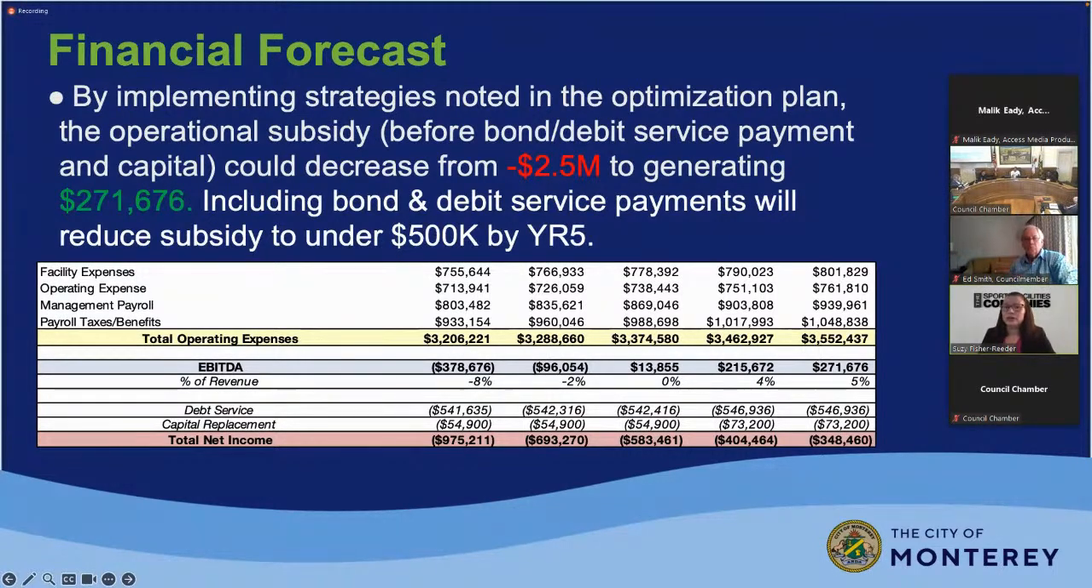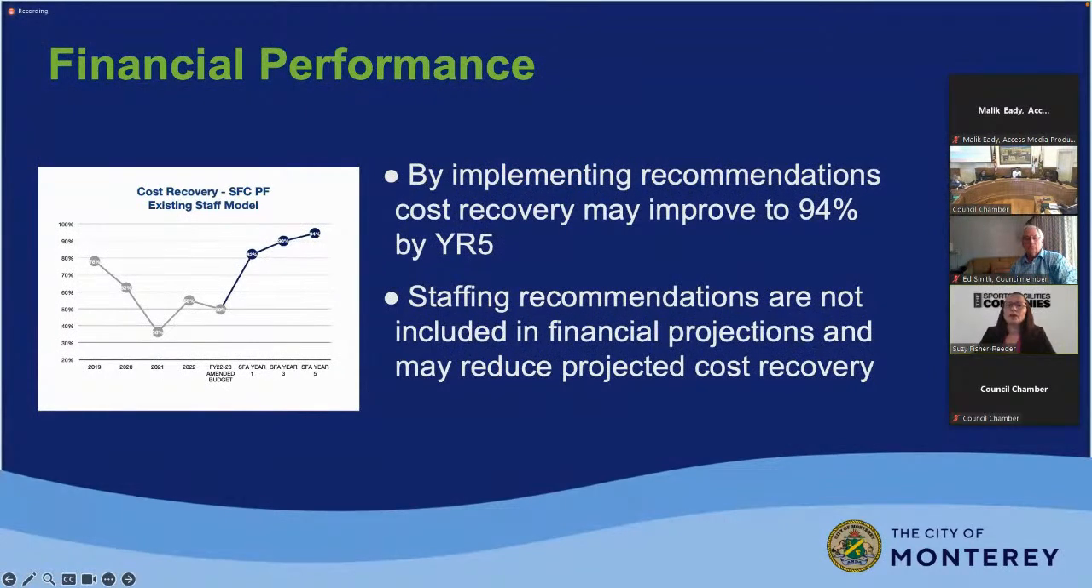Including the bond payment and debt service, the annual subsidy could be approximately $350,000 in year five, which is significantly less than the $2.5 million. Furthermore, by implementing the recommendations and strategies, cost recovery could potentially improve to 94% by year five. It's important to note that the staffing recommendations that we previously recommended are not included in the cost recovery projection. They may have positive or negative impacts on cost recovery, but it varies on different factors that we cannot determine at this point in time.